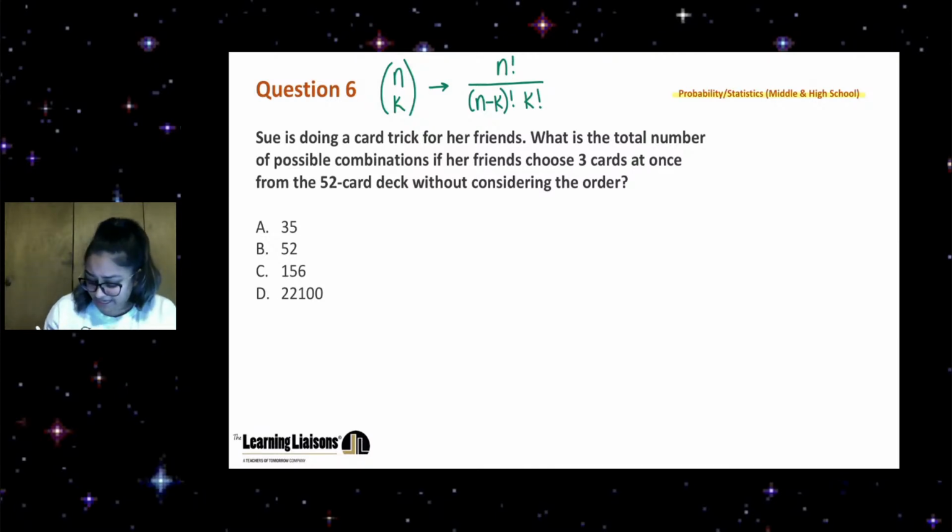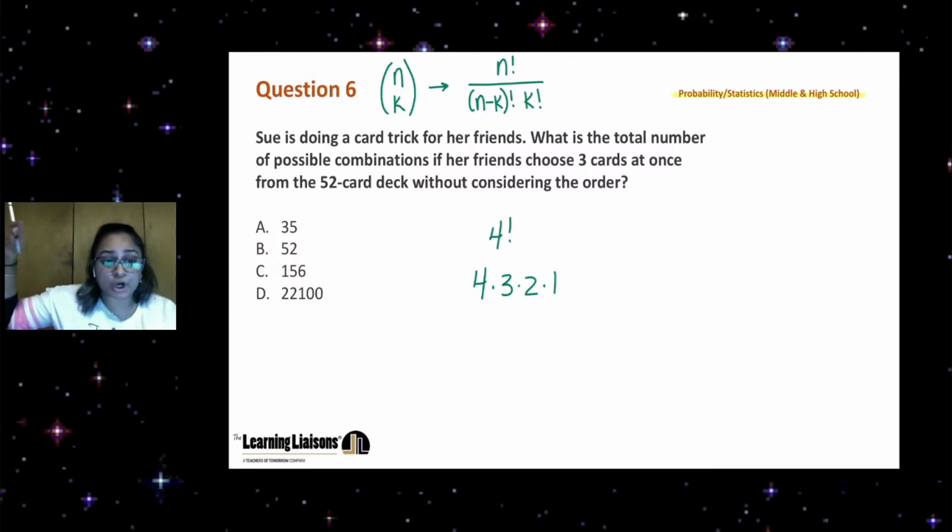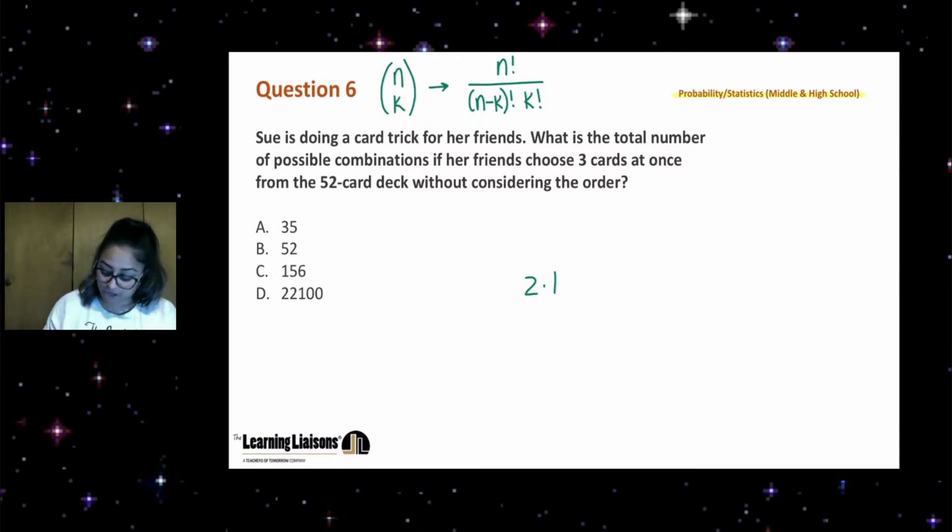So let's just say that I had 4 factorial. 4 factorial, that means exclamation mark. I would do 4 times 3 times 2 times 1. So it's the number that you have multiplied by every number all the way to 1, right? So if we do the problem that we're given, what is our total? Our total is n, which is 52 cards. And what are we choosing? 3. Yes, it looks just like a fraction, but with no bar.